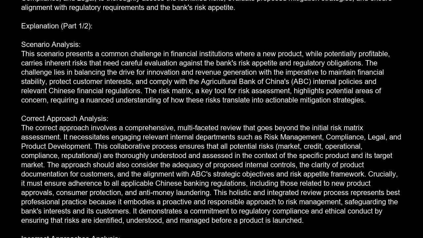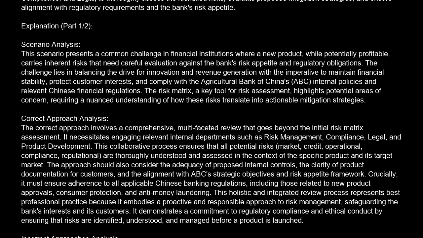Correct answer is C. Conduct a comprehensive due diligence process involving all relevant departments, including risk management, compliance, and legal, to thoroughly assess the identified risks, evaluate proposed mitigation strategies, and ensure alignment with regulatory requirements and the bank's risk appetite. Explanation. Scenario analysis. This scenario presents a common challenge in financial institutions where a new product, while potentially profitable, carries inherent risks that need careful evaluation against the bank's risk appetite and regulatory obligations.